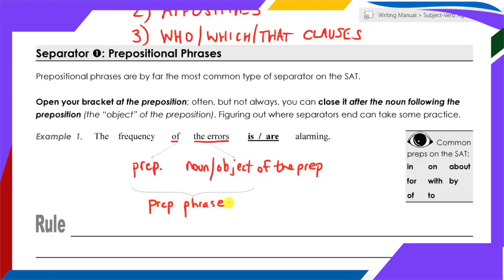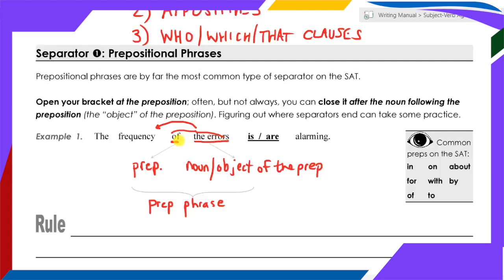Now, what do prep phrases do? What prep phrases do is they add detail to things in the sentence. So this phrase right here is basically answering the question, what frequency are we talking about? We're talking about the frequency of the errors. So this "of the errors," this prep phrase here, is simply describing frequency.